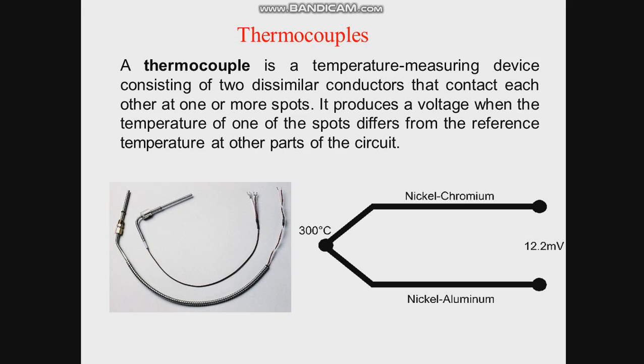A thermocouple is a temperature measuring device consisting of two dissimilar conductors that contact each other at one or more spots. It produces a voltage when the temperature of one of the spots differs from the reference temperature at the other parts of the circuit. This is the basic diagram of a thermocouple.